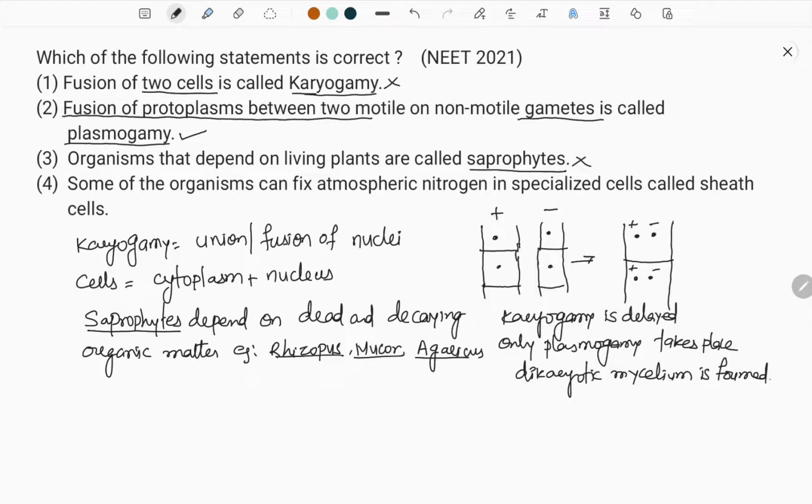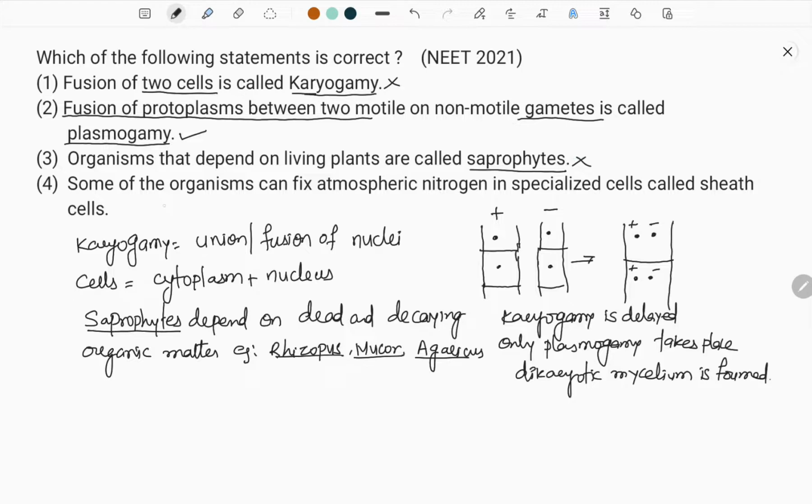They show extracellular digestion. They are called as natural scavengers because they are held up in mineral recycling. They convert the organic debris into the humus, and humus will further convert into minerals. It's a mineralization process, the recycling process. So the third statement, they depend on living plants, is wrong. That is, they are not saprophytes.